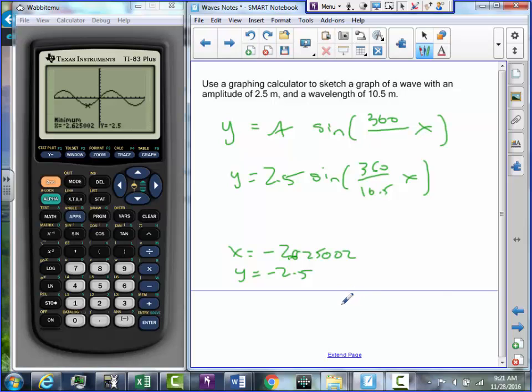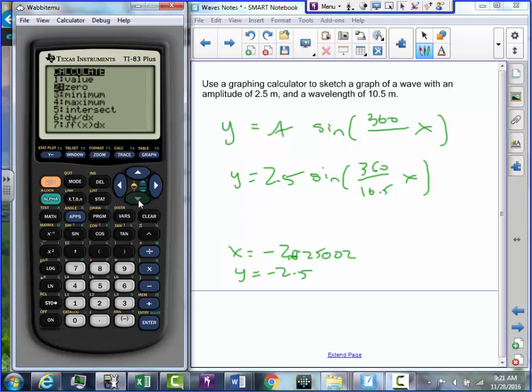That helped me confirm my amplitude. Because the amplitude is supposed to be 2.5, right? Well, by virtue of this value being negative 2.5, it means that we've gone down 2.5. If we've gone down 2.5, we must have gone up 2.5. So that's good. I'm going to then find the other minimum value just to confirm. So I'm going to find consecutive antinodes. That's the word we're going to use, is antinodes and nodes.